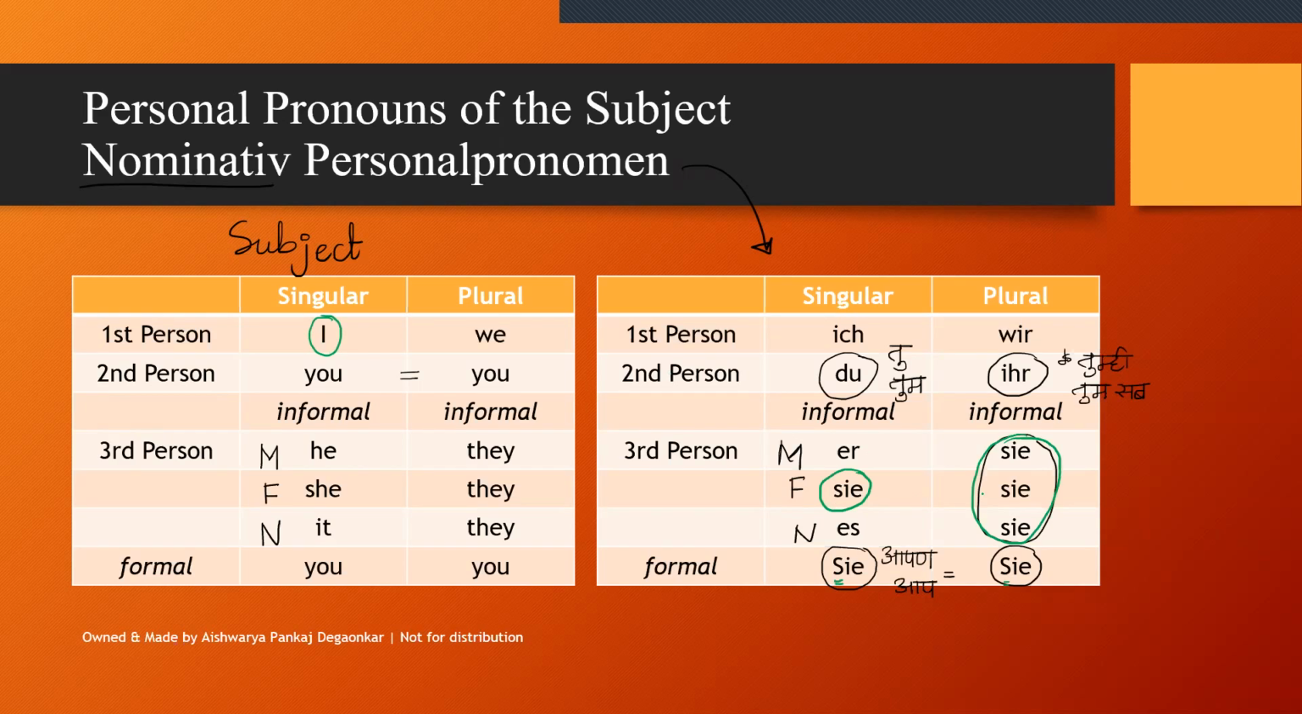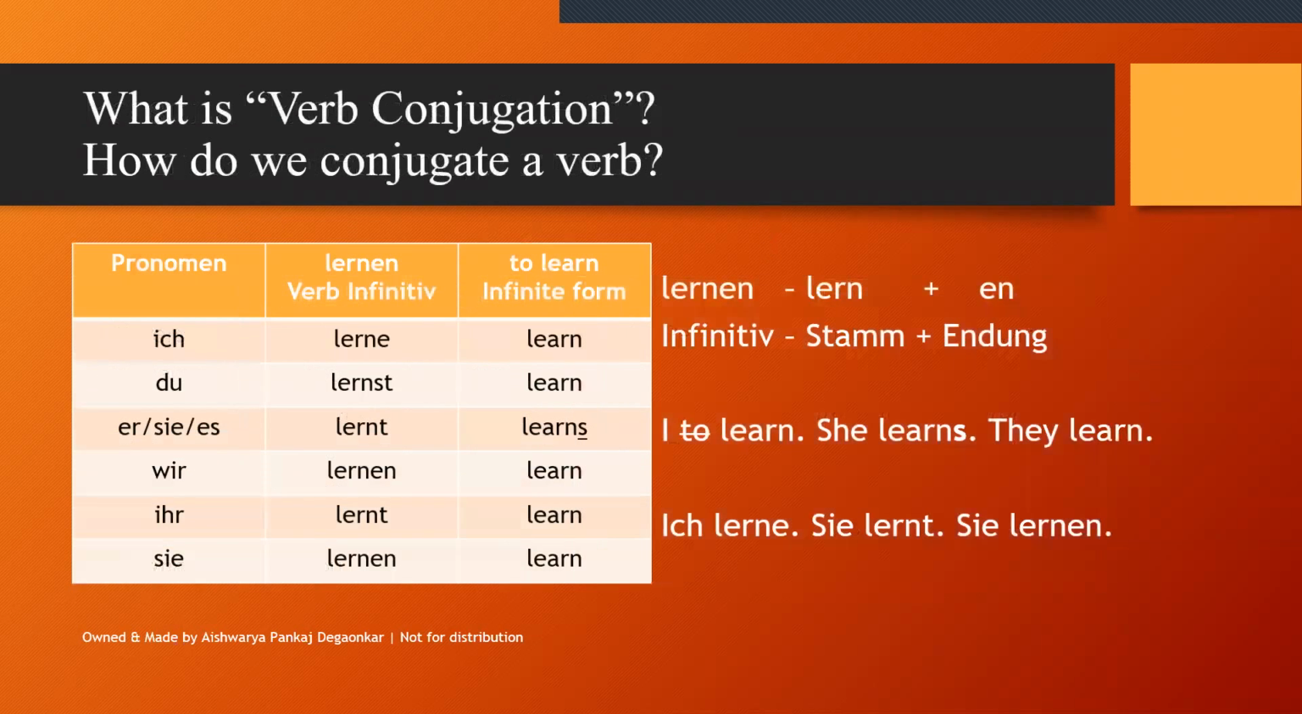But here there isn't any such indication. Here the word is same, the pronunciation is same, but then how do we decide? Like if you read a sentence, how do you know if it's she or if it's they? And this is where the verb conjugation comes into play. So verb conjugation is basically the process of using a verb infinitive in a sentence.